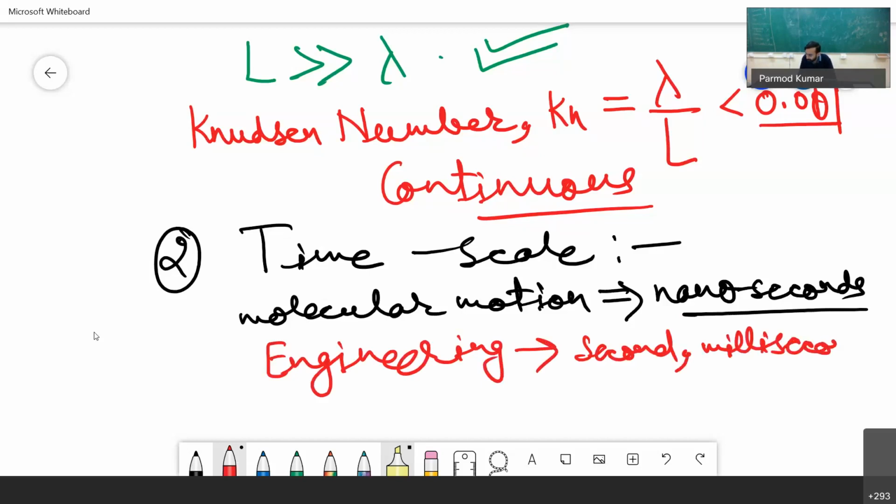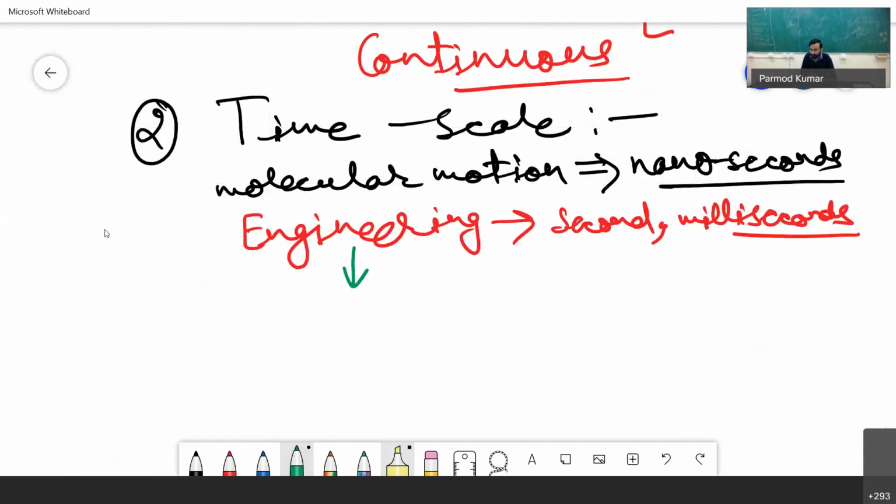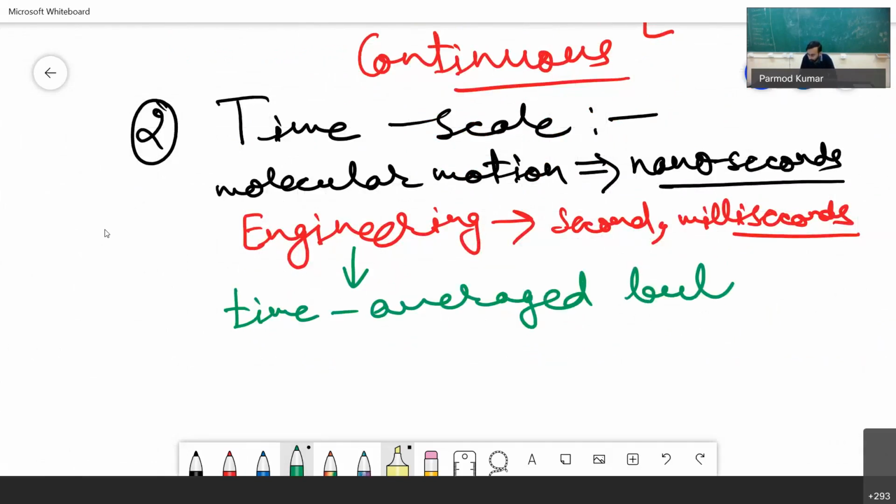So you can see that while the molecular motions happen at nanoseconds, the phenomena which we observe at the engineering scale happen in seconds or milliseconds. Because of that, the phenomena we observe at the engineering scale give us nothing but time averaged bulk properties. The time averaging of the molecular motions is already done over that large scale, because our scale is very large, and these give rise to time averaged bulk properties.